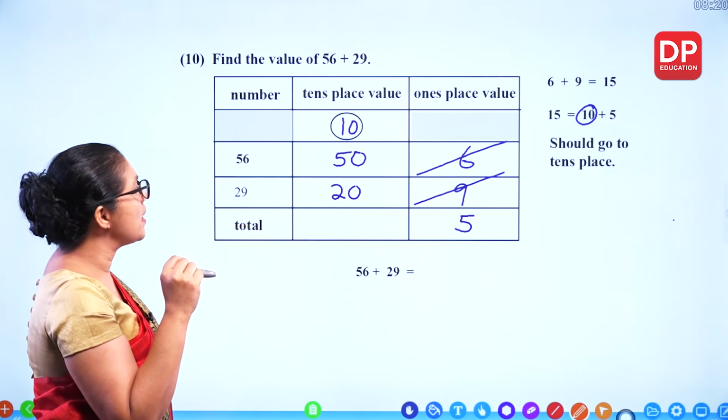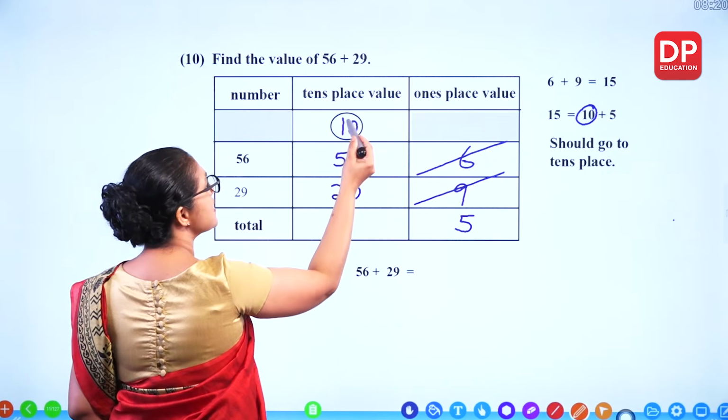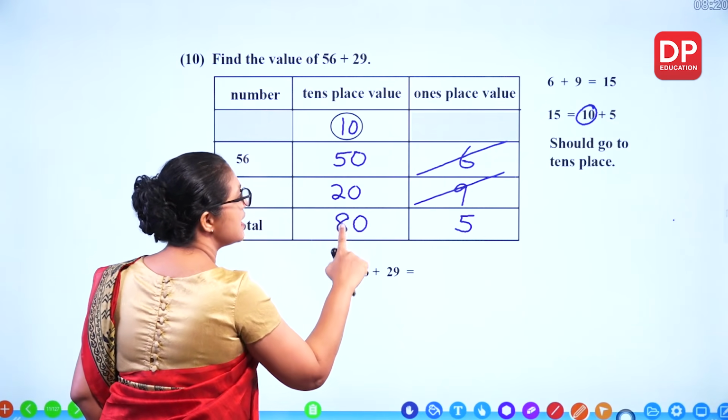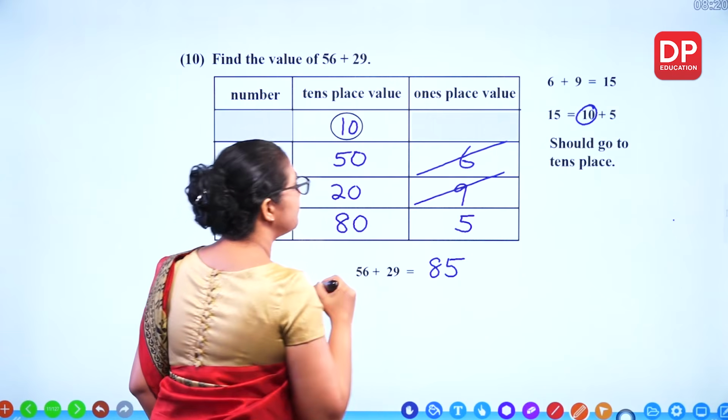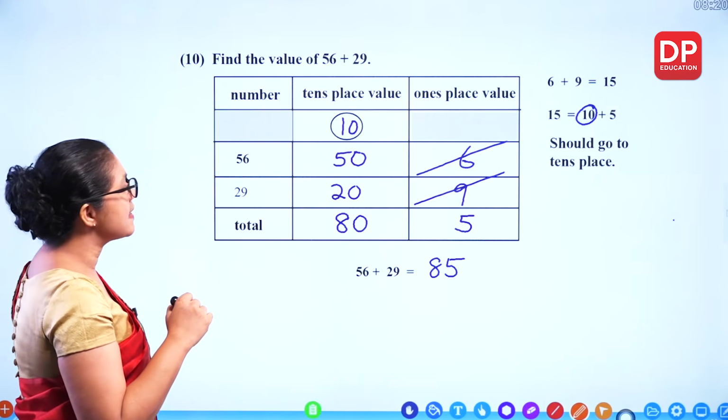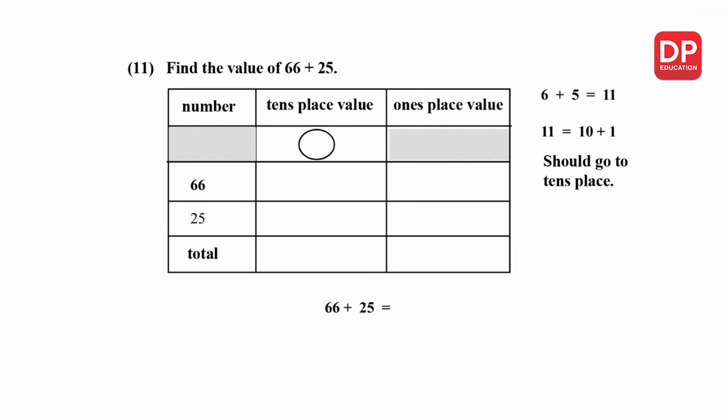Now 50 plus 20, 70. 70 plus 10, you get 80. 80 and 5, 85. So that's the final answer. Do this one now. 66 plus 25.